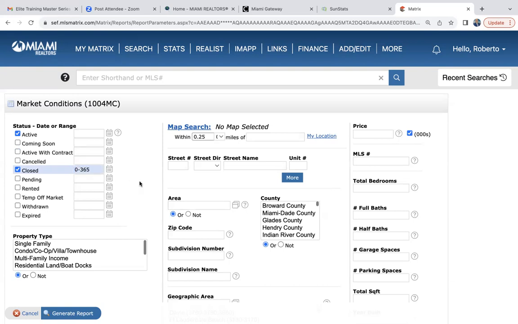So like this, we're going to compare all current active listings versus all sold listings in the last year. Now, you can select any property type. We're going to go ahead and begin with single family. We will also do condos in this example. So right now, we'll begin with single family.